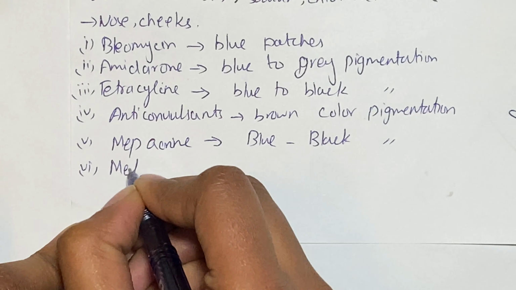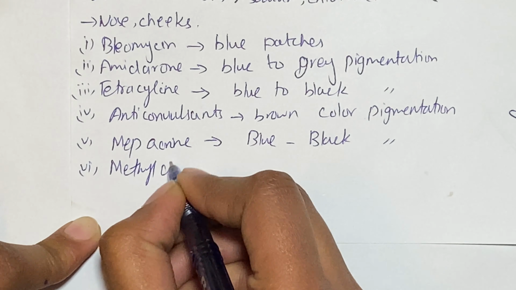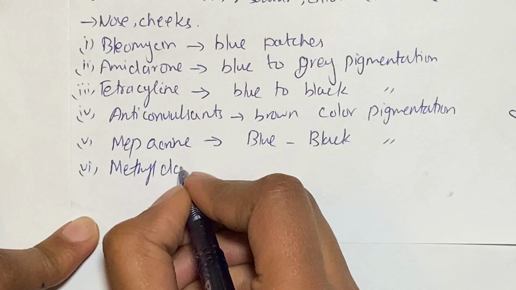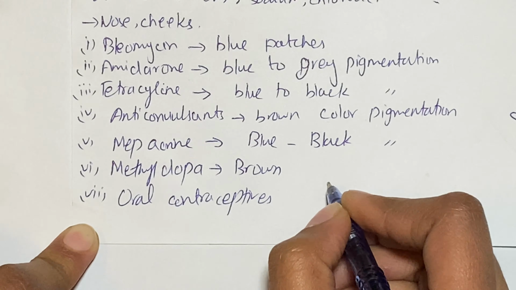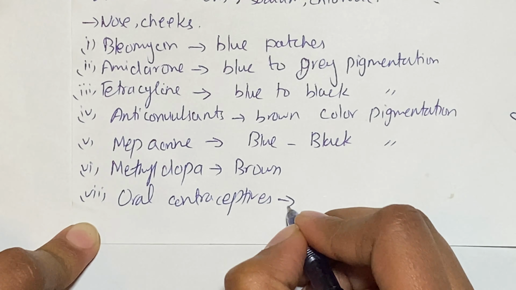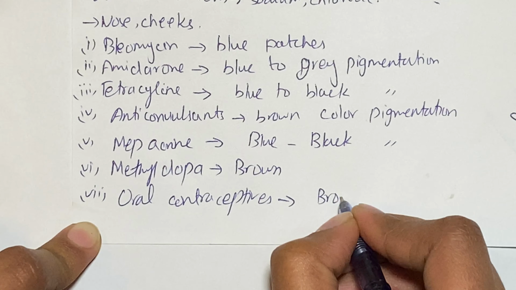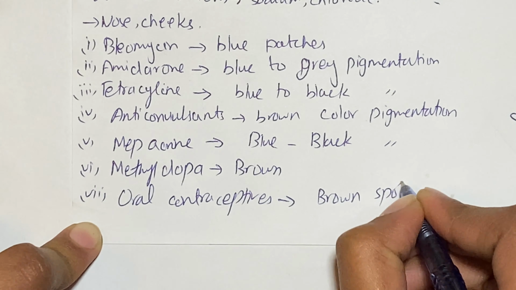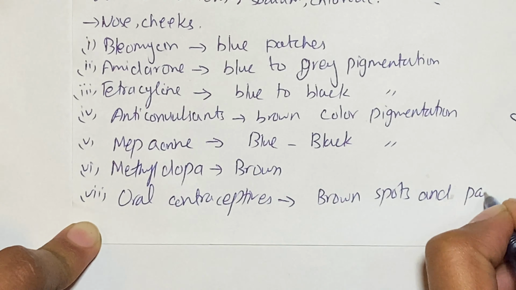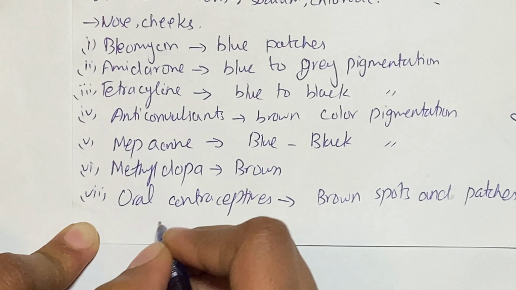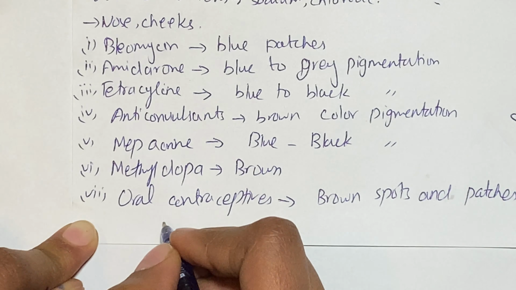And methyldopa can cause skin to have brown color pigmentation, and methyldopa is used for hypertension. Oral contraceptives can also cause skin to have brown spots or brown patches, which can be characterized as facial melasma. So these are some examples of agents which have the ability to cause pigmentary changes. So nail changes are also included in minor changes which are being caused by drugs.